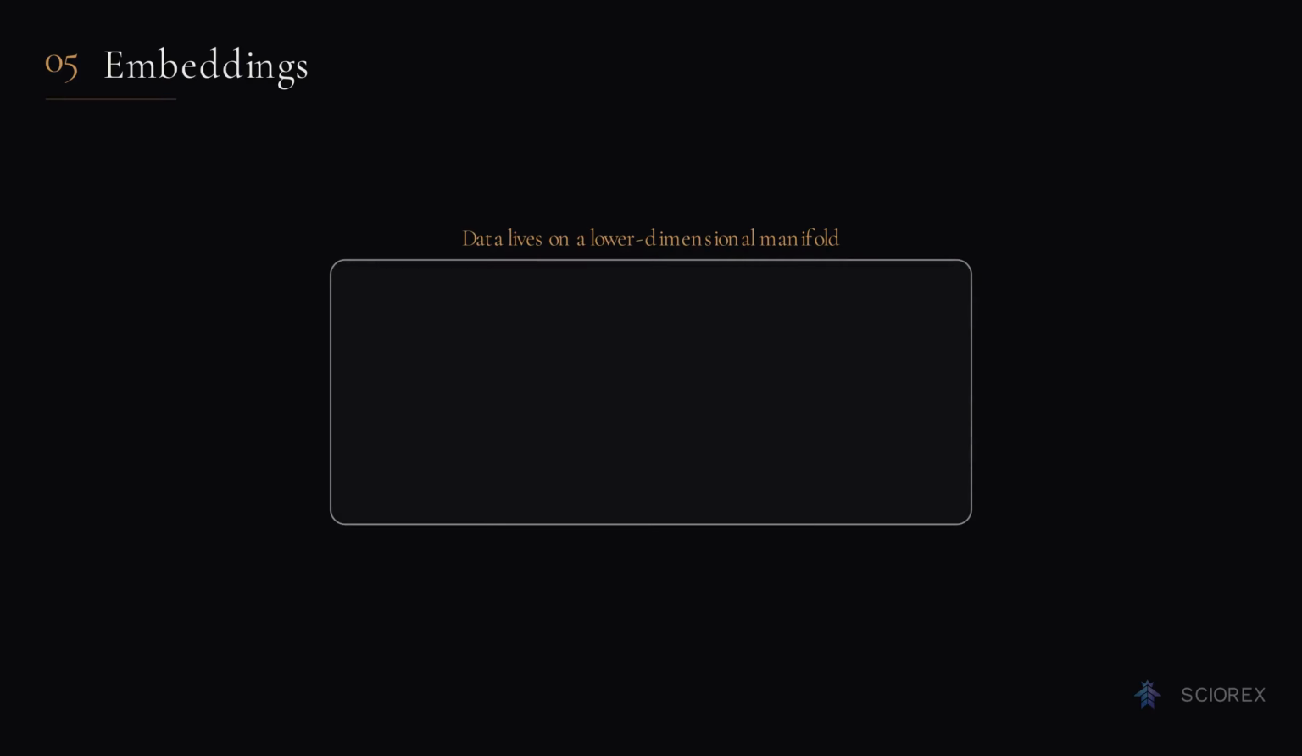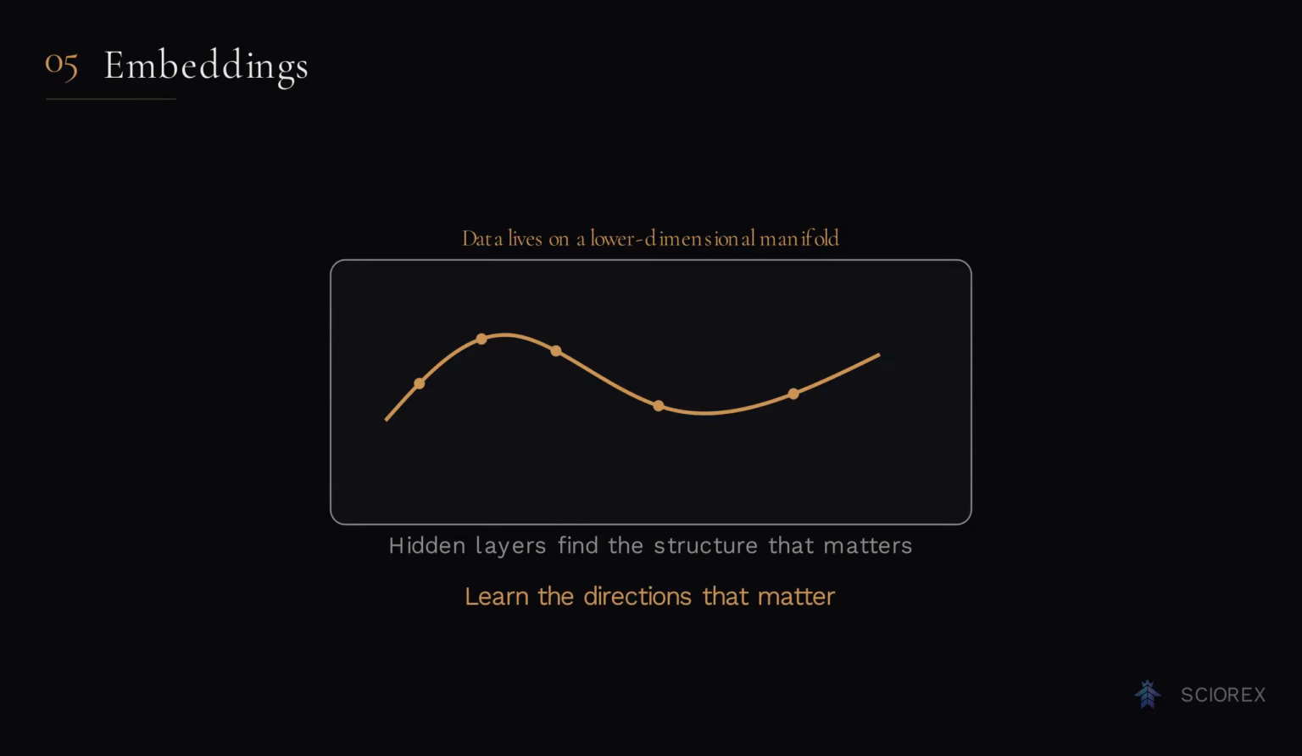This means that in high dimensions, you cannot just cover the space with examples. You need the model to discover that most of the variation in the data lies on a much lower dimensional surface, a manifold. Representation learning does exactly this. The hidden layers learn to project the data from a high-dimensional input space onto a lower-dimensional structure where the patterns live. This is why a network with 100 inputs and 10 hidden neurons can still work. It is finding the 10 directions that actually matter.